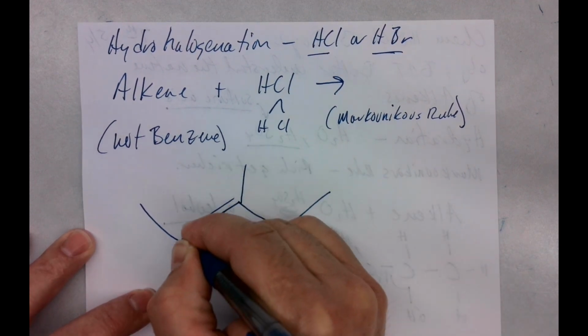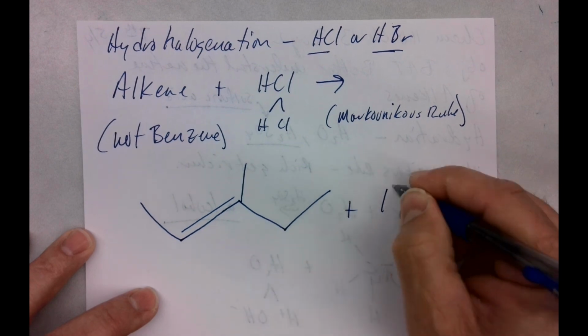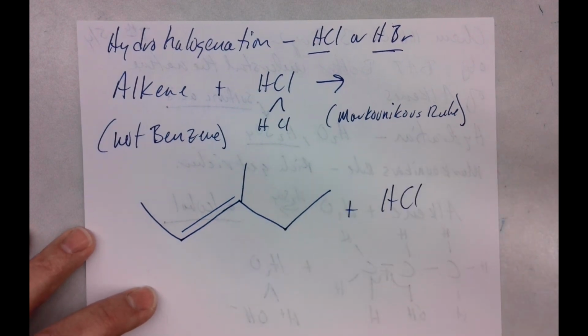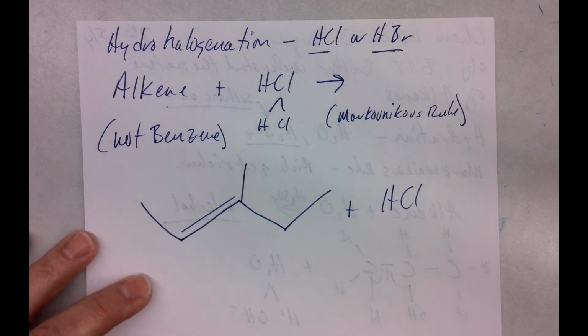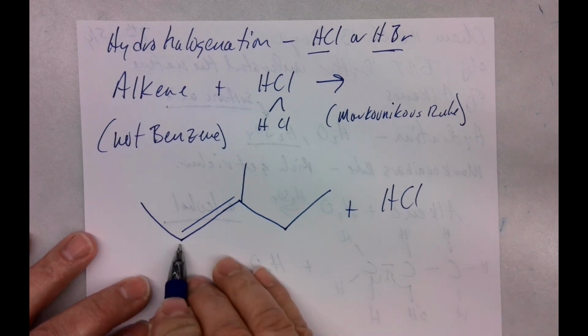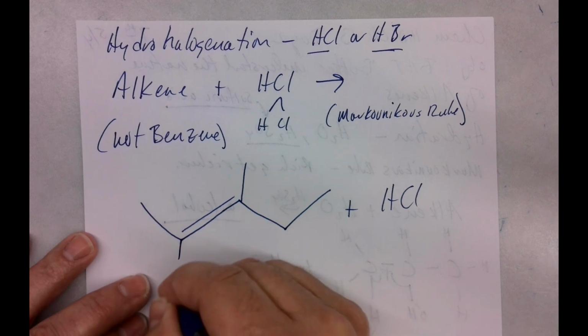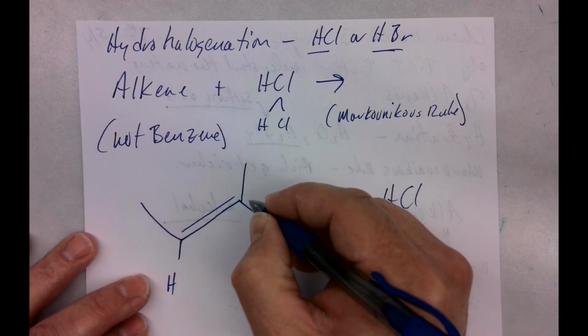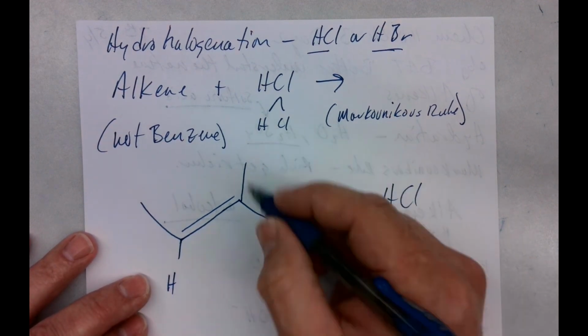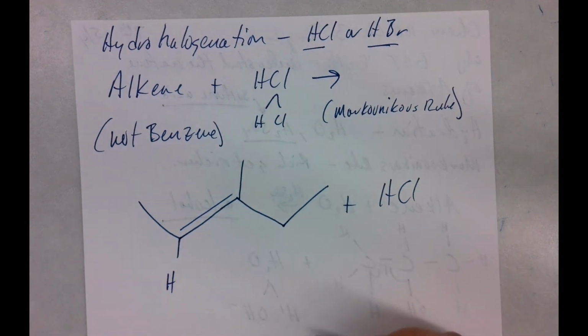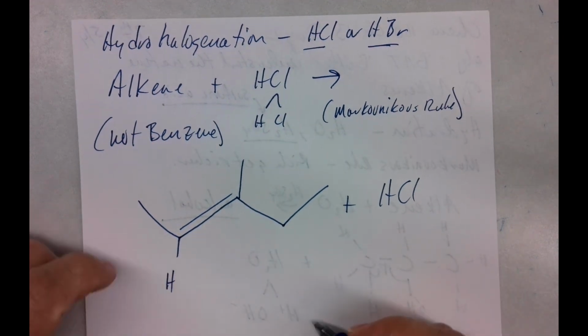I take this and I'm going to add HCl to that. Okay? Now, again, it's probably easier to go back and say, okay, which one has the most H's right now? Well, how many H's does this carbon have? It has 1 right there. This carbon has 0 because they're all branches, right? So, what's going to happen here?